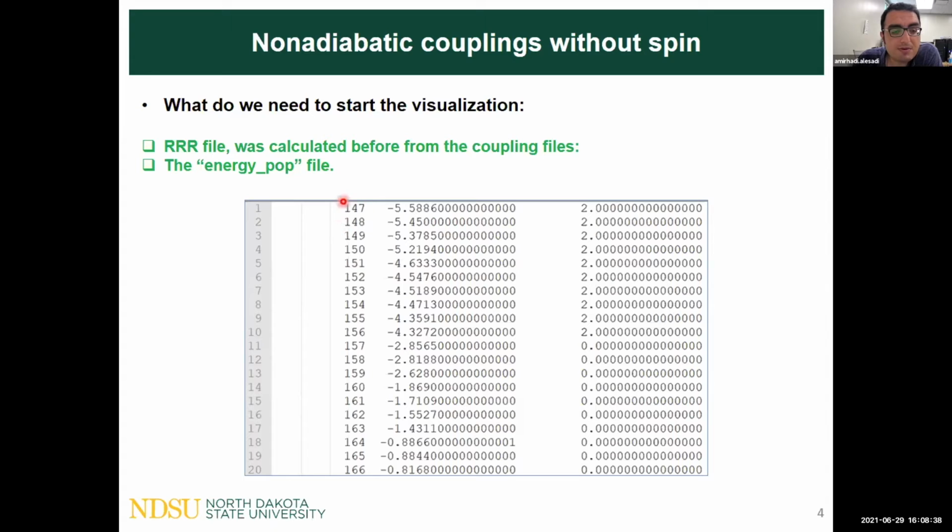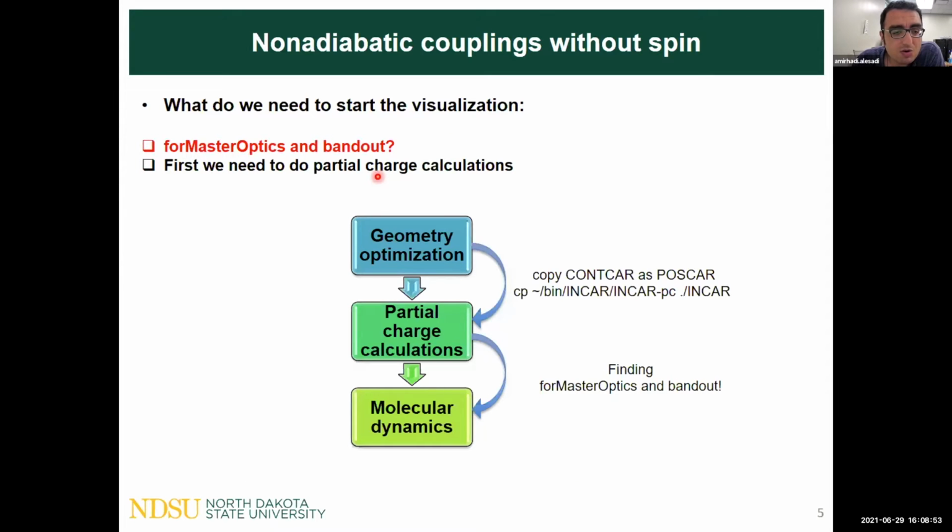So the first one is 147 and the last orbital is 166. So in total we have 20 orbitals, and the RRR file was calculated last week. So we need two more files: the formaster optics file and the bandout file.